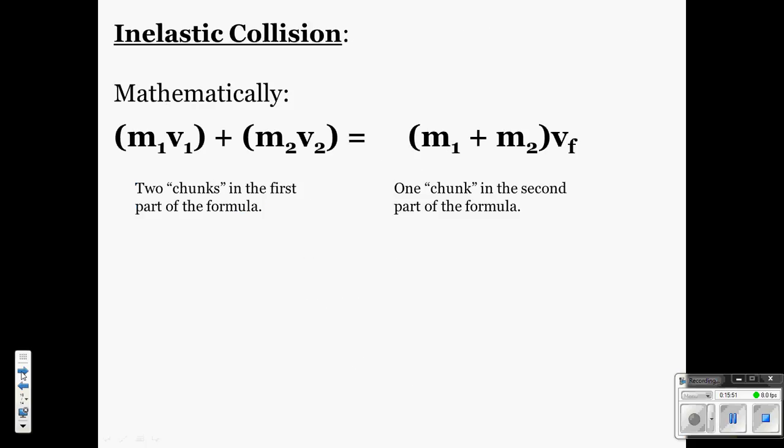So our formula for calculating an inelastic collision problem is taking the momentum of object 1, adding it to the momentum of object 2. And those are both your initial velocities there. And that is equivalent to taking the mass of object 1 and 2 and adding those together and multiplying them by their final velocity. So we only have to have one final velocity that is equivalent for both of them because those two objects have stuck together, okay?